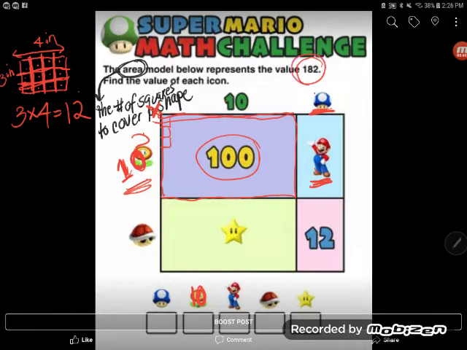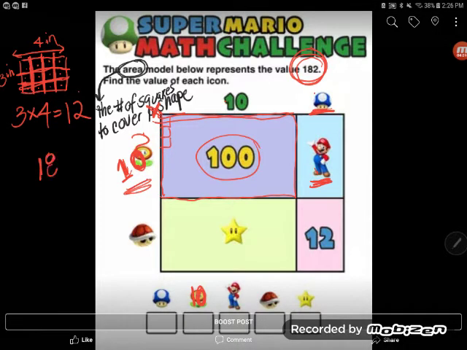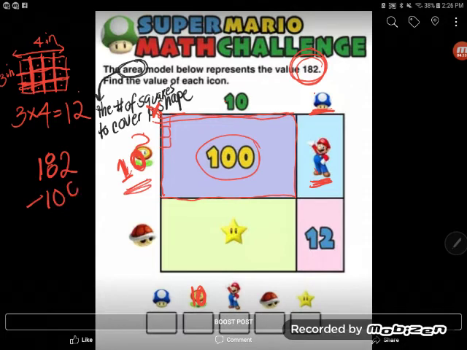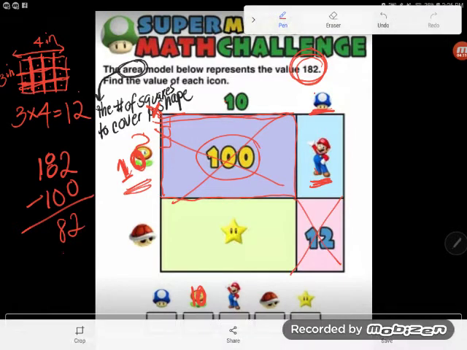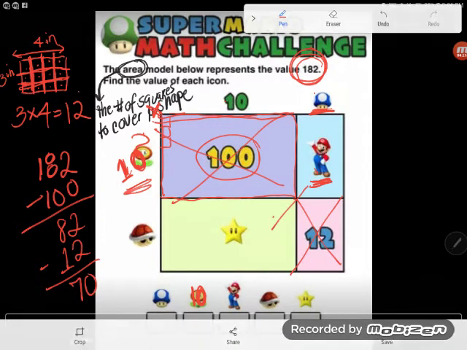I forgot I had this number. The area model below represents the value 182. Huh. Yeah, I should have worked this out beforehand, but that's okay. You guys can see my process. So I got 182 total squares, and now I know that I have 100 right here. I'll take that 100 out. That's that piece. So if I take that out, I'd have 82 left. And I see I have that 12 there. So if I take 12 out, I'd have, let's see, 70 left. So between these two pieces I don't know, those 2 guys are going to have to total up to 70.